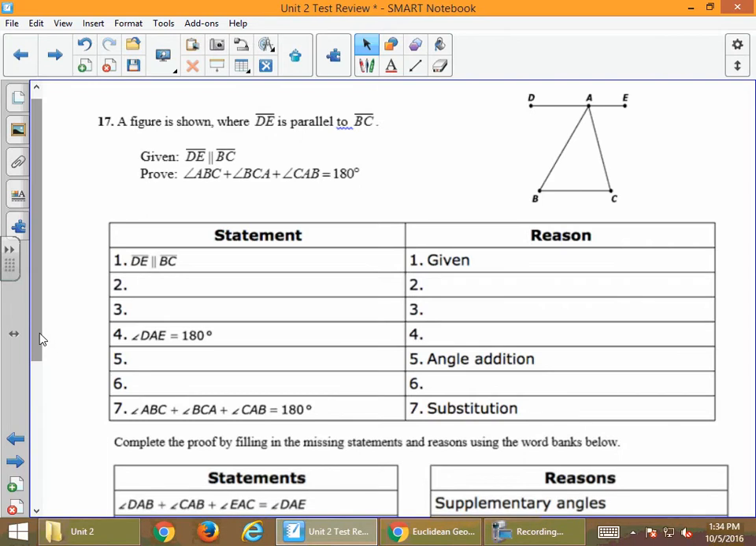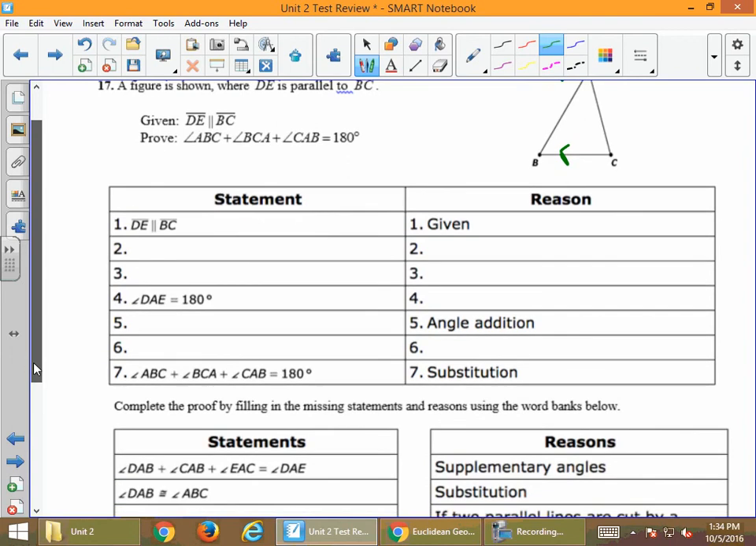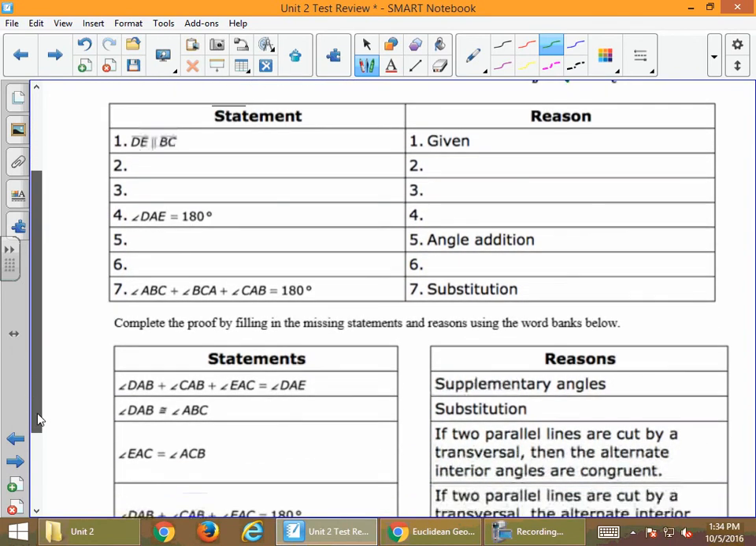We were given that these two lines are parallel, DE and BC. That's all we were given. Well, if you're given parallel lines, what do you automatically know one of your reasons are? Use that trick. Use that shortcut. Parallel. Okay. These are parallel lines. It kind of tells you in the reasons, too. Alternate interior angles. That's what we always have when we have parallel lines.